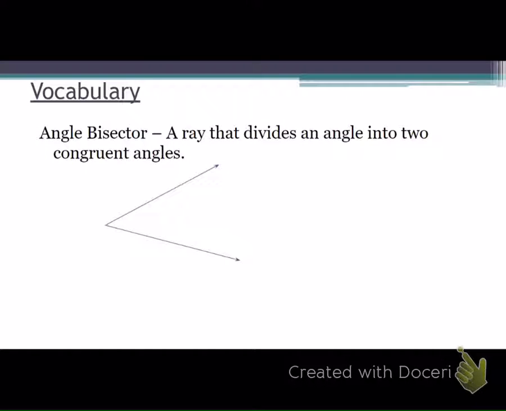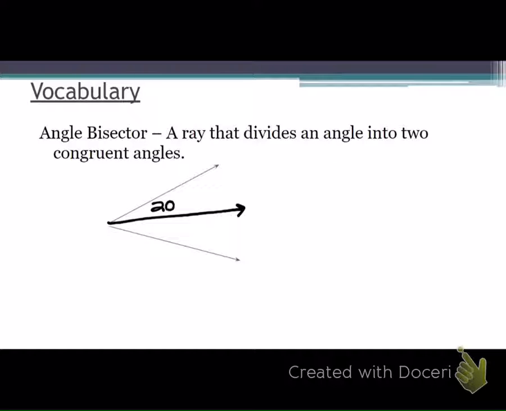Our only vocabulary word is an angle bisector. That is a ray that divides an angle into two congruent angles. And on our picture here, this is what it would look like. So this angle right here is congruent to this angle. It's just like those segment bisectors, how that midpoint split it in half. This ray splits it in half.